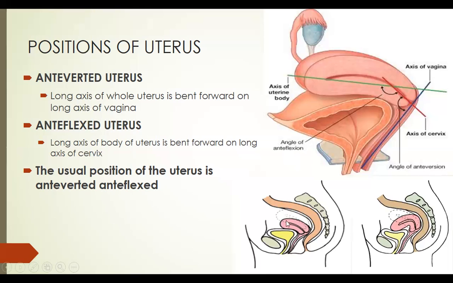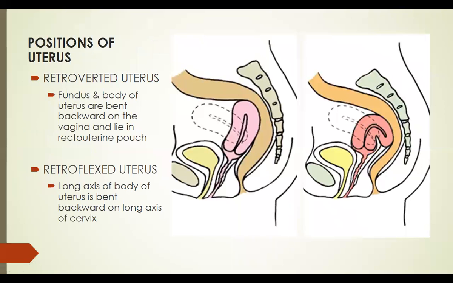Now there can be abnormalities within this. There can be changes which are abnormal positions. One is the retroverted uterus. The fundus and body of the uterus are bent backwards on the vagina and lie in the rectouterine pouch. As you can see here, they are bent back. Normally this is the position, but sometimes it can bend backward and lie in the retroverted position.